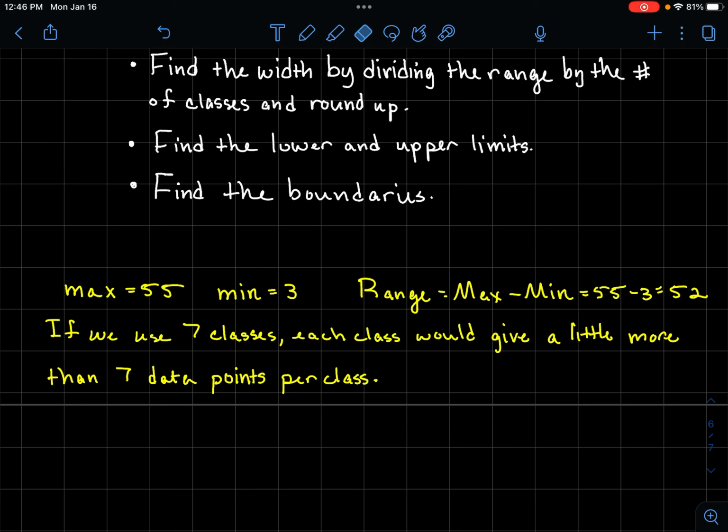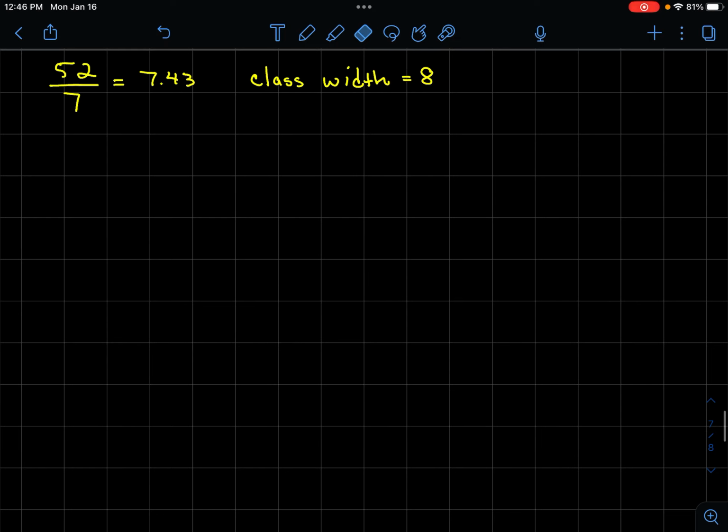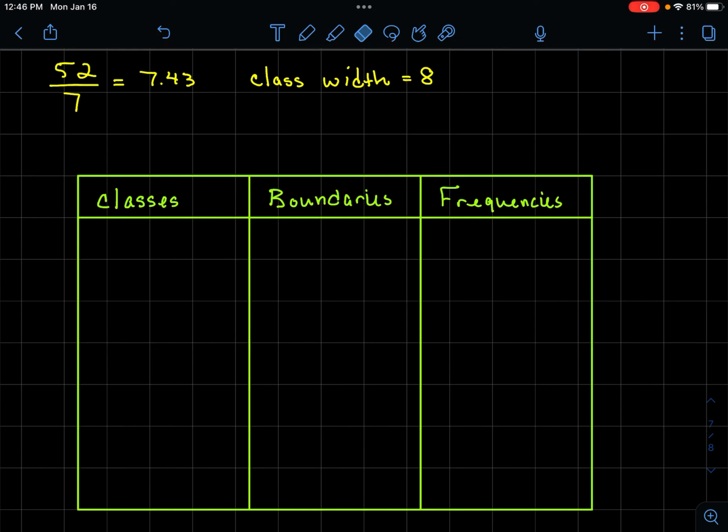Now we need to determine the class width. If we use 7 classes, then each class will give us at least about 7 data points. So we're going to take that 52, we're going to divide it by 7, which gives us a decimal number. What we do with this decimal number is, no matter what the decimal is, we'll always round up to the next whole number. So we're going to use a class width of 8. Now that we know that we're going to use 8 classes, let's construct a table.